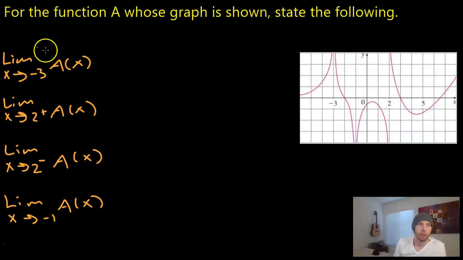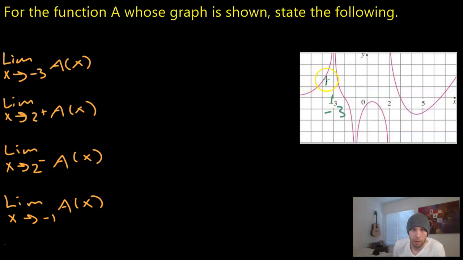So we have, for the function a, whose graph is shown, state the following. And we have this weird squiggly looking graph with some asymptotes. And it's asking about limits. So it says, what's the limit as x approaches -3 of a of x? So a of x is our function in pink, and then we're looking at the value -3 on the graph, right? So we need to say, what's going on? What does it look like we're going to hit as we move along the graph from either side?